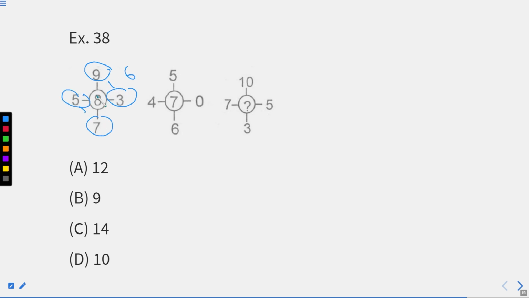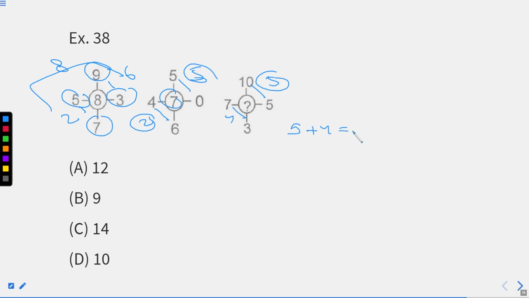So here we'll get 6, here we'll get 2. Adding both the numbers is 8. Again, the difference is 5, the difference is 2. Adding both the numbers, we are getting 7. Here the difference is 5, here the difference is 4. So what exactly are we going to get? 9. 9 is your answer. I hope the concept is clear till here now.